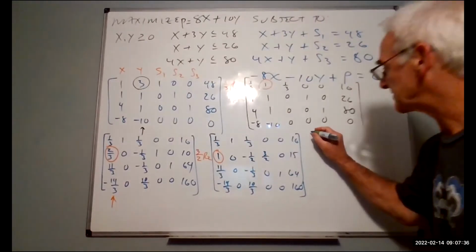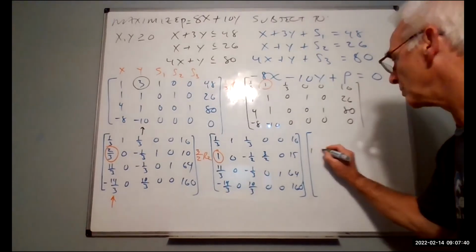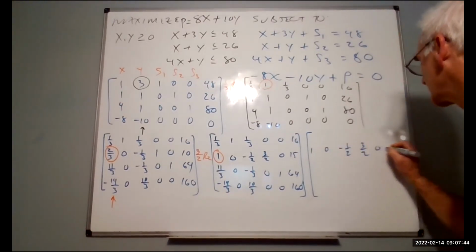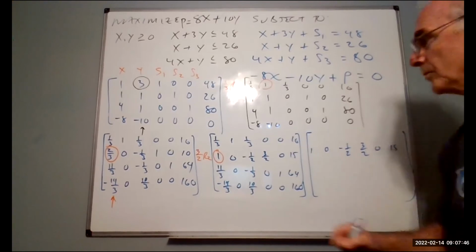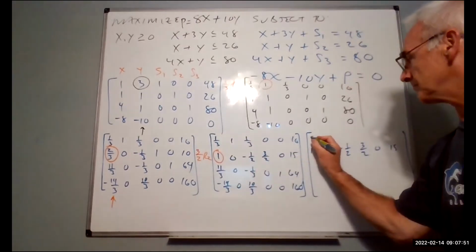Okay, so I'm going to say it, but I don't really have room to write these steps. So this is 1, 0, negative a half, 3 halves, 0, 15. All right, I need to take negative a third of this and add it to here.